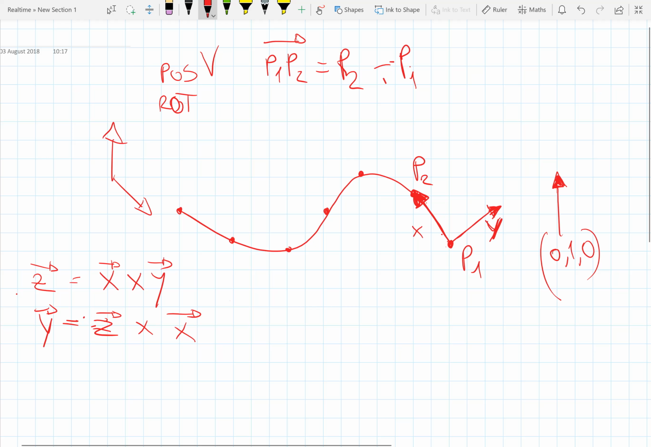Keep in mind that all this needs to be normalized. All those vectors, we're going to see that in the code. So you compute z, you normalize it. You compute x, you normalize it. You compute y, you normalize it.